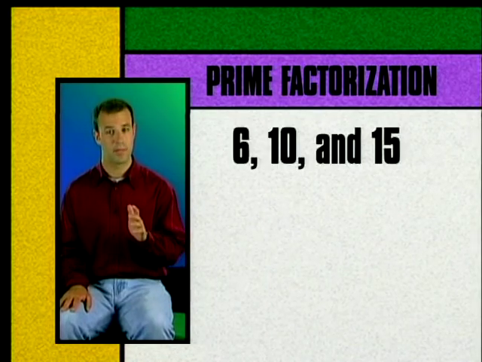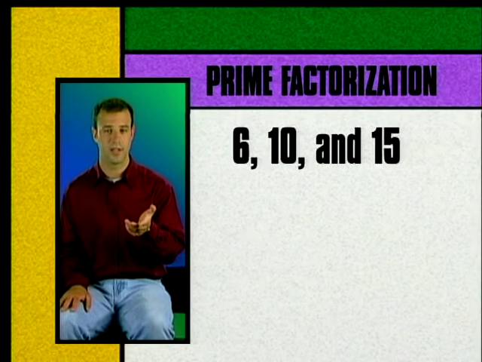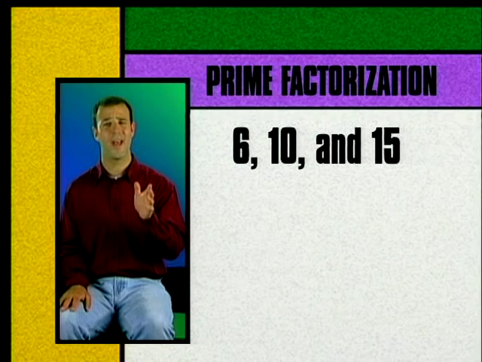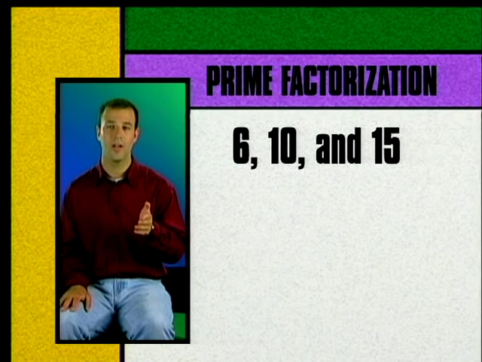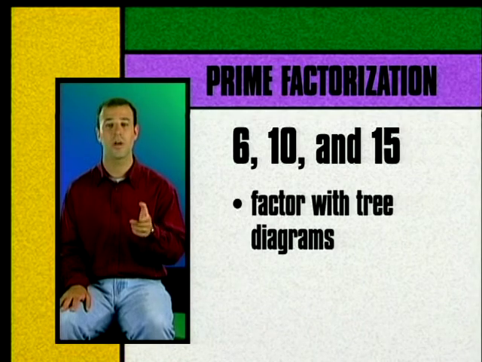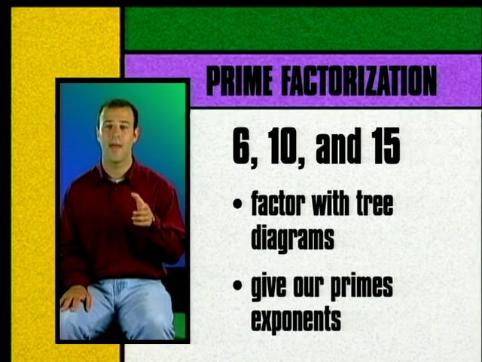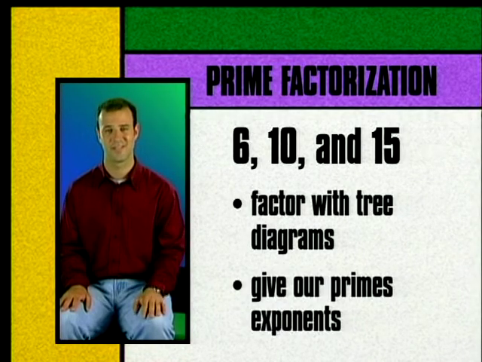Let's use the same numbers, 6, 10, and 15. Now remember way back about 2 minutes ago when we found the GCF? Well, our first step here is the same. We're going to factor with tree diagrams and then give our prime numbers exponents.